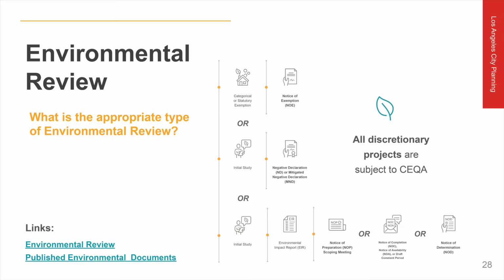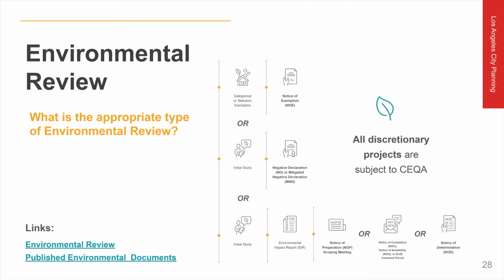This preparation of an initial study is often supported by studies analyzing the project's potential impacts. If an initial study determines that the project will not result in any potential significant impacts on the environment, a negative declaration is prepared. If it is determined that the project will result in a potential significant impact on the environment, but mitigation measures would reduce impacts to a less than significant level, a mitigated negative declaration is prepared.